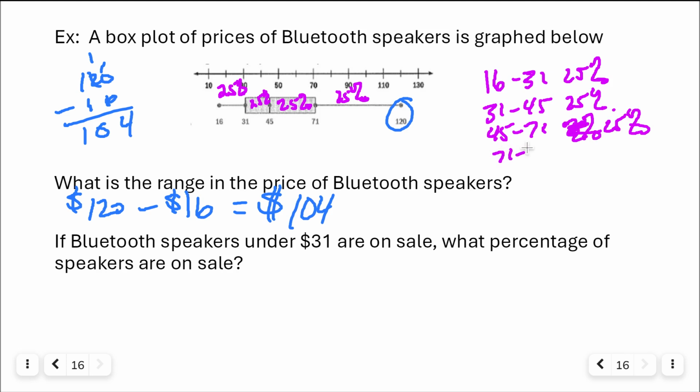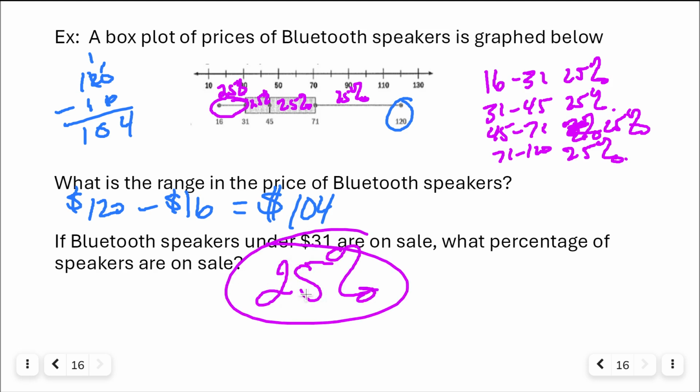And then from 71 to 120 is the final 25%. So Bluetooth speakers under $31 are on sale. That's this area here. What percentage of the speakers are on sale? 25% of them. All the speaker prices that lie between $16 and $31 are on sale. That's 25% of the data.